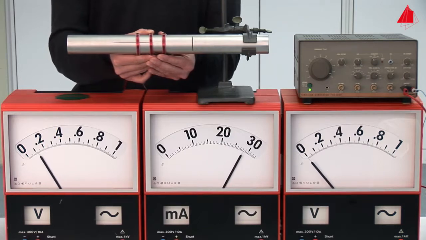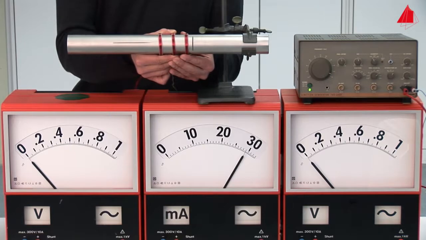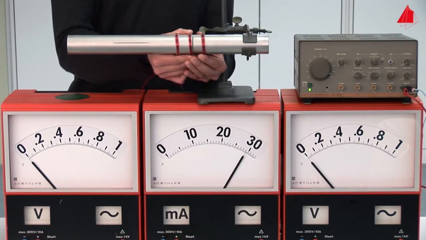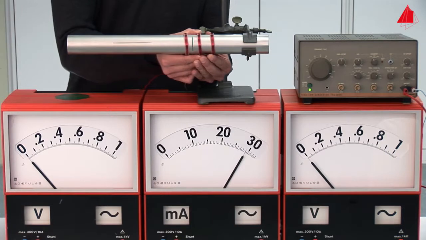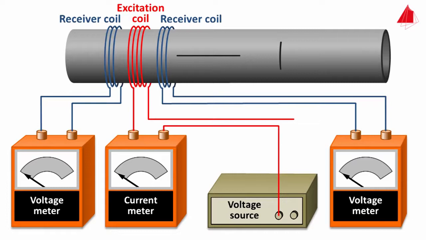Further to the right, where the tube is intact, the pointers of none of the voltage meters are deflected. Unfortunately, the saw cut in circumferential direction is again not detectable. The animation once more shows the physical background.